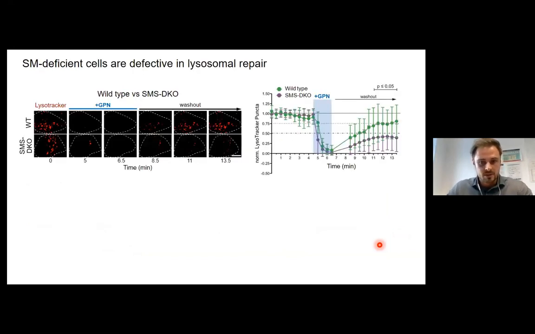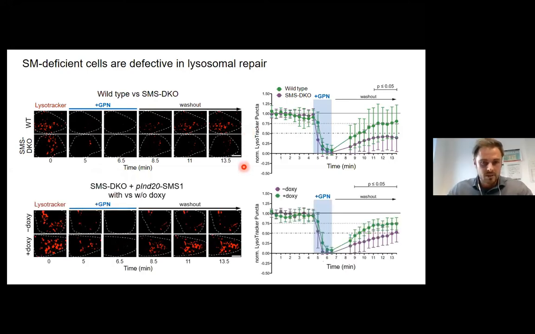To test this hypothesis, I compared the ability of either wild-type or SMS double knockout cells to repair damaged lysosomes. As a readout system, I used the LysoTracker reagent to visualize intact lysosomes and then permeabilized the lysosomes with the lysosomotropic drug GPN, which led to a disappearance of the LysoTracker signal. However, the signal could be restored by washing out the GPN, as we can nicely see here for the wild-type cells. But what we found was that sphingomyelin-deficient cells show a defect in the recovery of the LysoTracker signal.